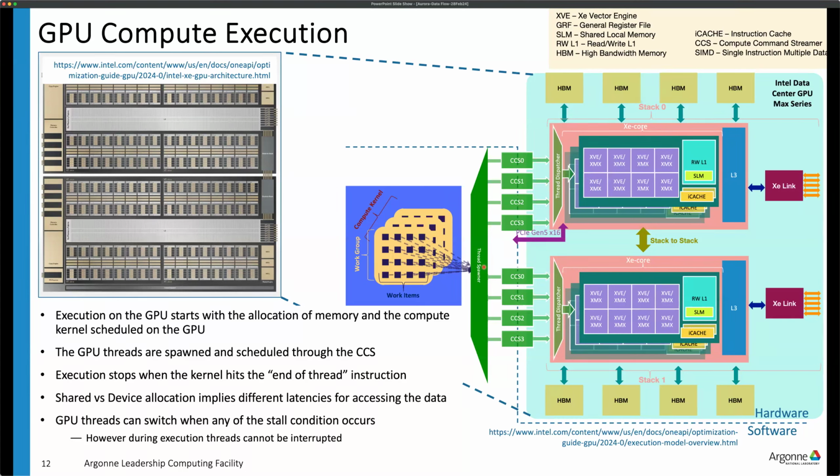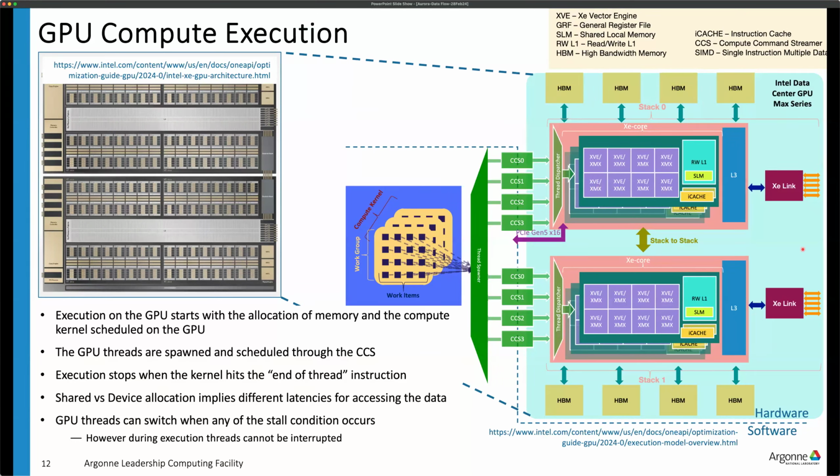The logical view of how the execution happens is that the application is organized into a compute kernel, and then there are work groups and work items that are scheduled onto the system itself. These compute items are broken into different GPU threads, and then using various command streamers, they are dispatched onto the particular compute units for execution. Once execution starts, it tends to either complete until the end of the thread instruction is received, or if there's a data operation or a stall that occurs, it switches to multiple threads and executes them in parallel.